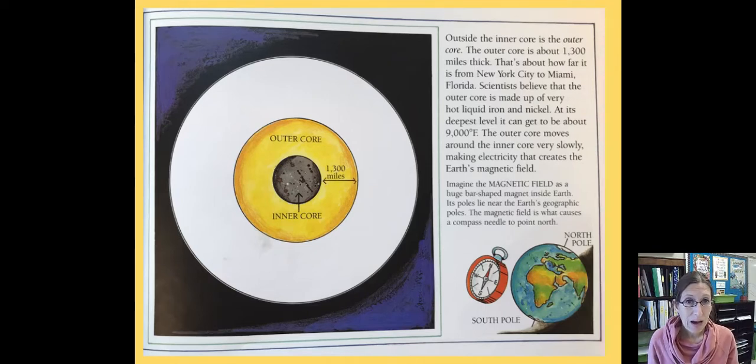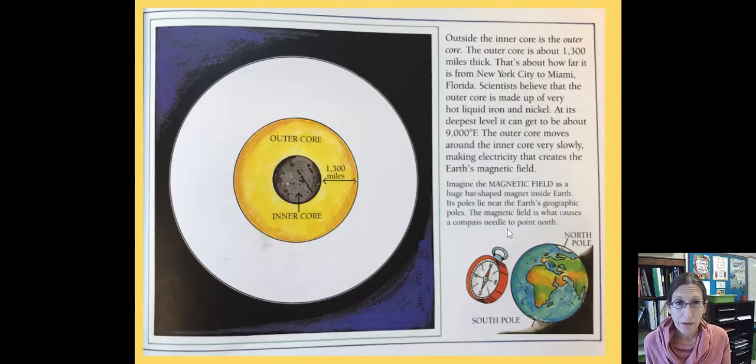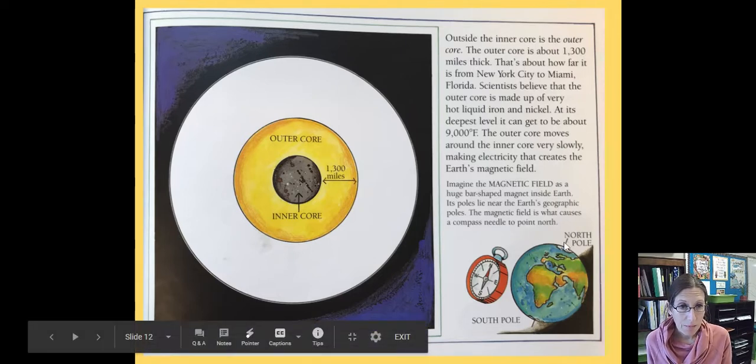Also pretty hot. The outer core moves around the inner core very slowly, making electricity that creates Earth's magnetic field. So that kind of rubbing, that friction creates electricity that makes the Earth's core kind of like a magnet. And here it says, imagine the magnetic field as a huge bar-shaped magnet inside Earth. Its poles lie near the Earth's geographic poles. The magnetic field is what causes a compass needle to point north. So we can imagine this kind of magnetic bar inside the Earth.